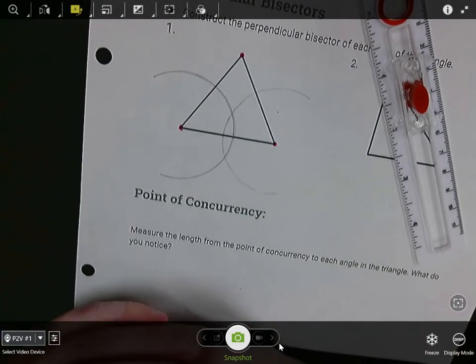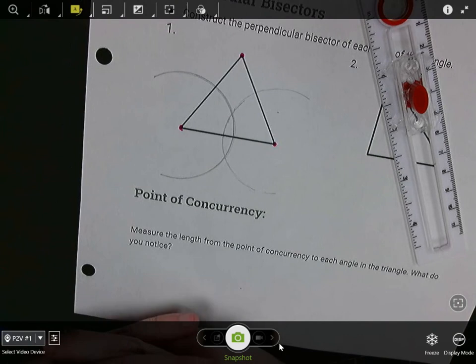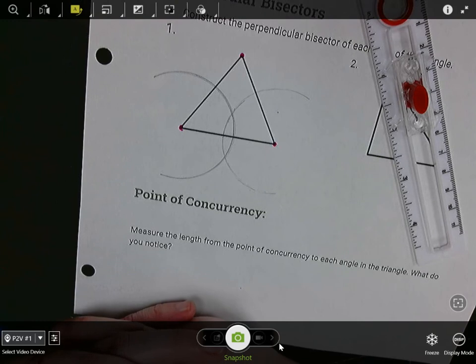If you're at home watching us do this, unless you have your own compass, it's going to be hard to do this. So you're just going to want to kind of follow along.